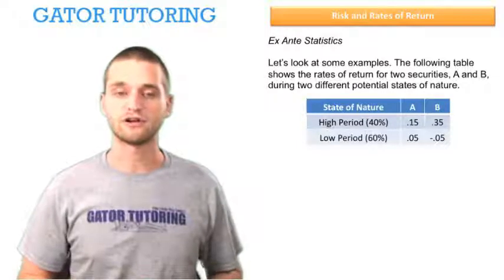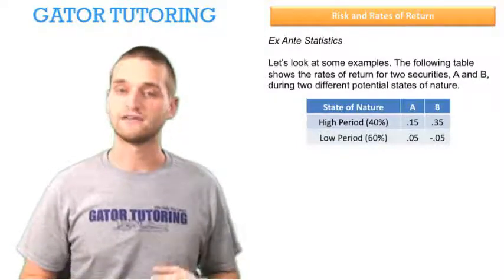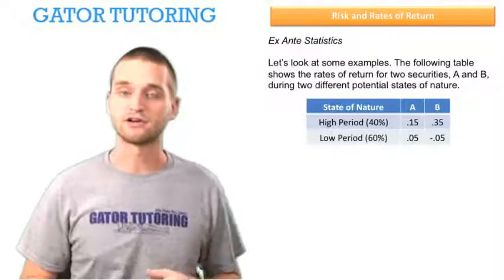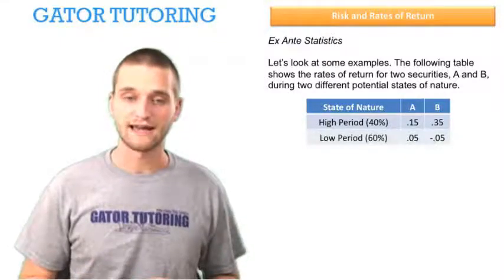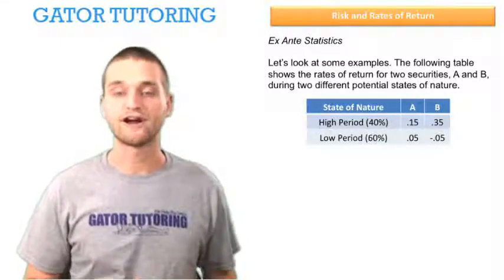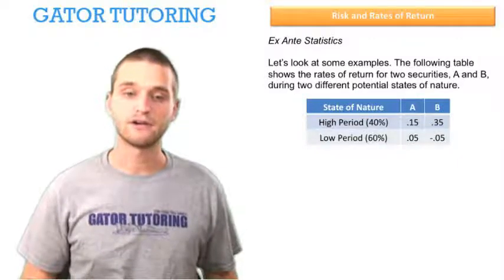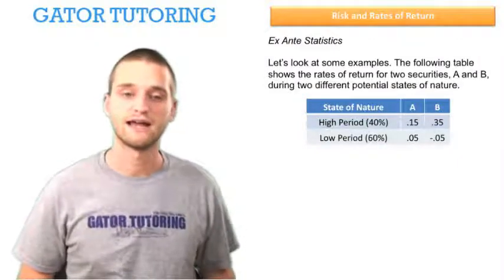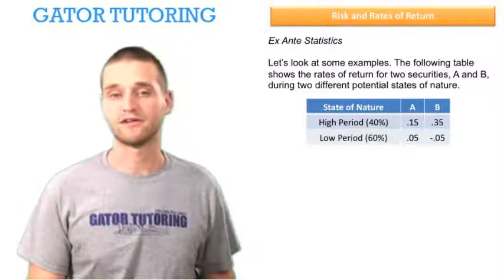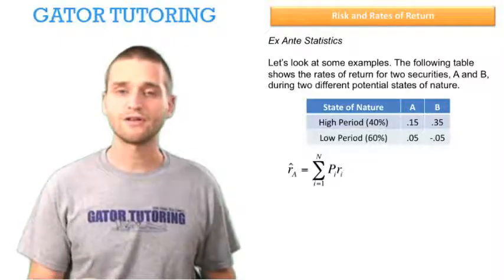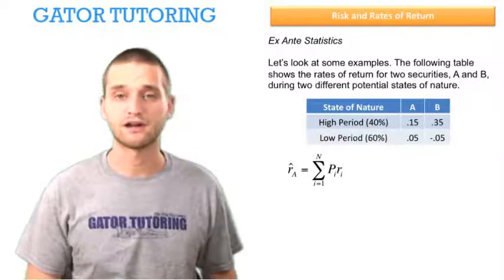And we see the 2 securities. Security A, if we do end up in a high period, is going to earn 15% return. And if we end up in a low period, it's going to earn 5%. Security B in a high period earns 35% return, and in a low period, it earns minus 5%. So let's calculate the expected return for security A.